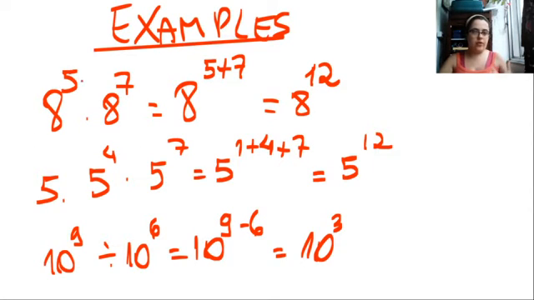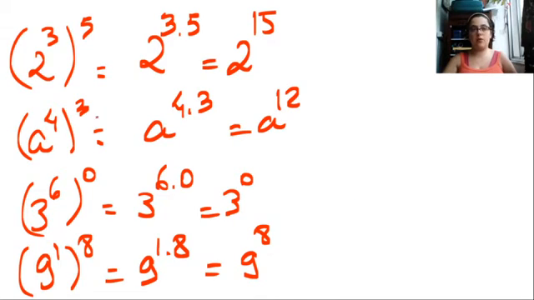8 elevated to the fifth times 8 elevated to the 7. I repeat the base 8 and I add 5 plus 7 is 12. 5 times 5 elevated to the 4th times 5 elevated to the 7th. Take a look here. The 5 has no exponent. This means that this exponent is 1. So I put 1 plus 4 plus 7. This is 12. Okay? Now, 10 elevated to the 9th divided by 10 elevated to the 6th. I repeat the base 10 and I do subtraction. 9 minus 6, which is 3.